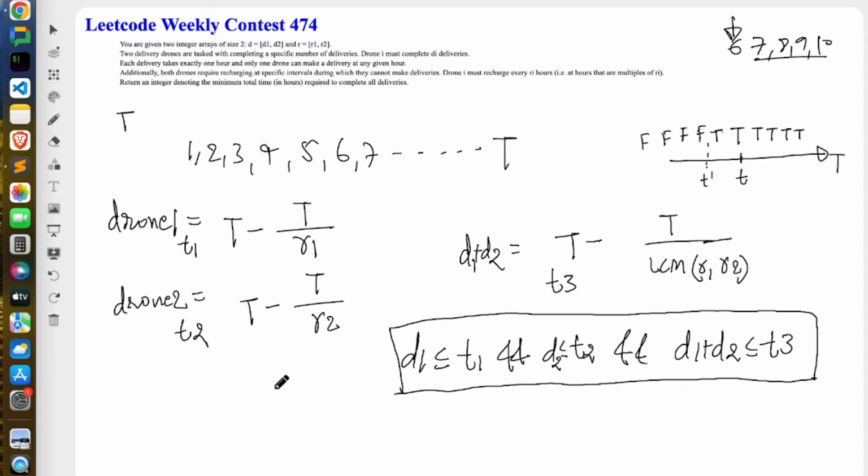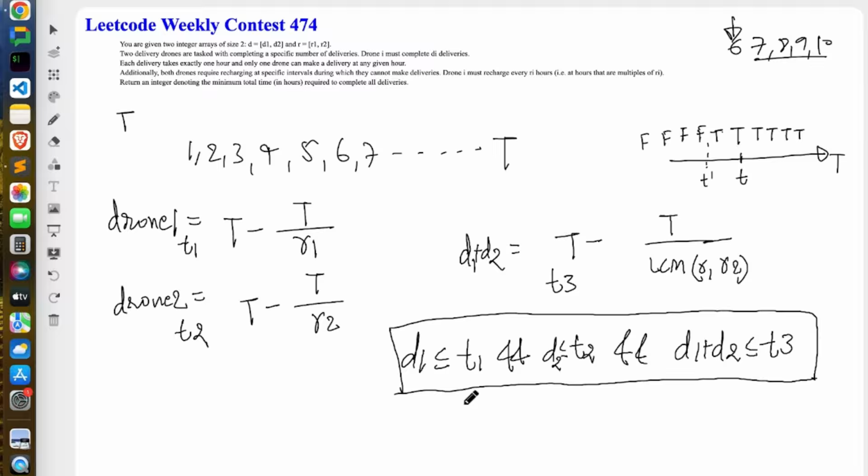And this d1 plus d2, right? We know that at a time only one can make the delivery. So this is kind of mutually exclusive; both cannot make the delivery at the same time. The delivery times would be distinct for drone number 1 and drone number 2. That's why d1 plus d2 must be less than or equal to t3, and t3 is the time you have when both are available, because we know that t divided by LCM of r1 and r2 is the time when both would be charging. So just subtract it from t, and this is my t3. So d1 plus d2 must be less than or equal to t3.